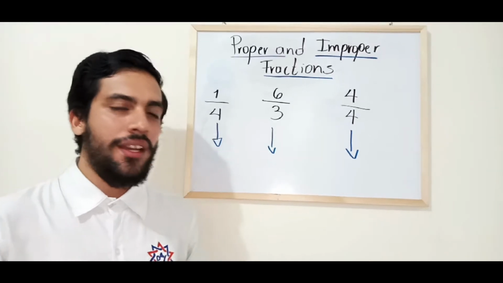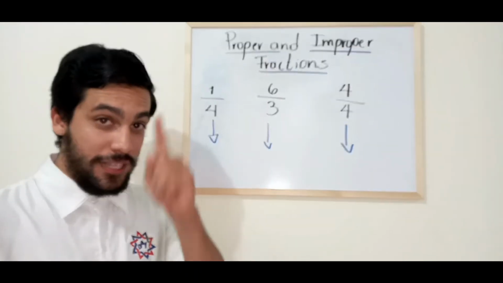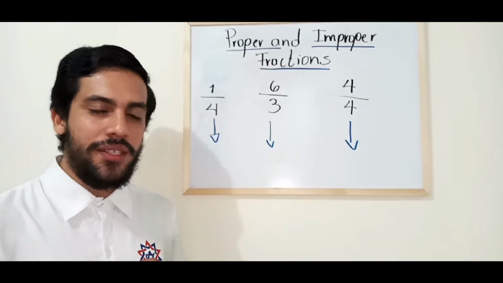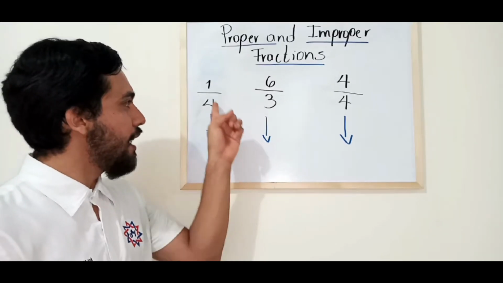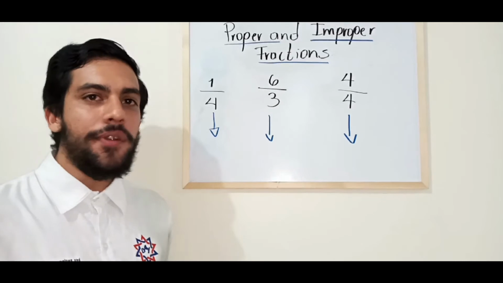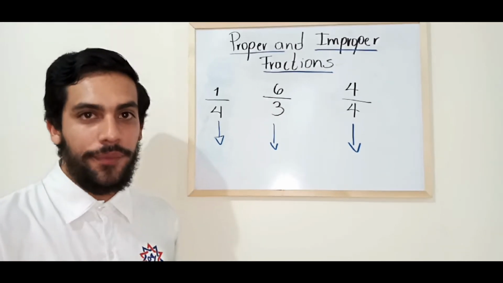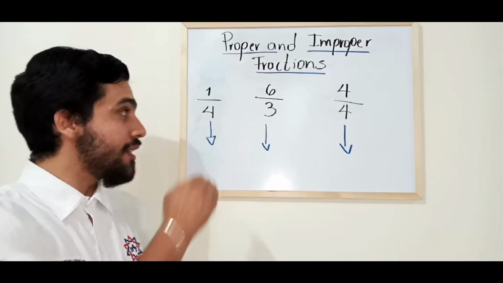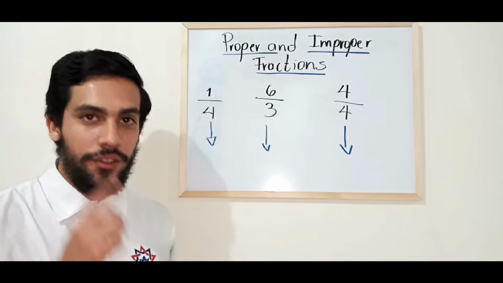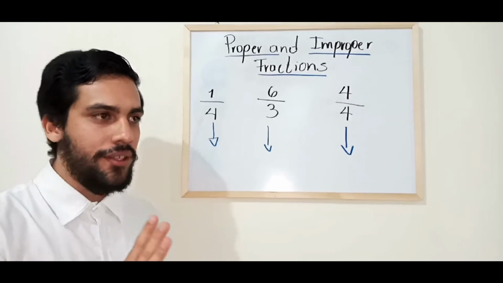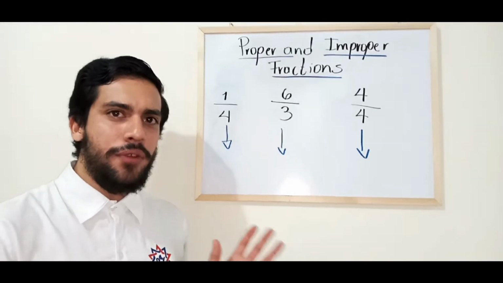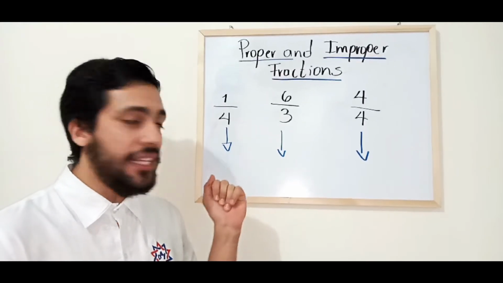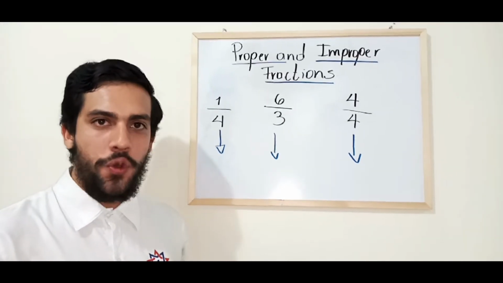So, let's get started. In the first place, remember something. Do you remember the parts of the fraction? The parts of the fraction are numerator and denominator. The numerator is a number on the top, right? And the denominator is a number at the bottom. Do you remember that? Okay, now we're gonna look at the three fractions that I wrote on the board, and we're gonna be talking about them.